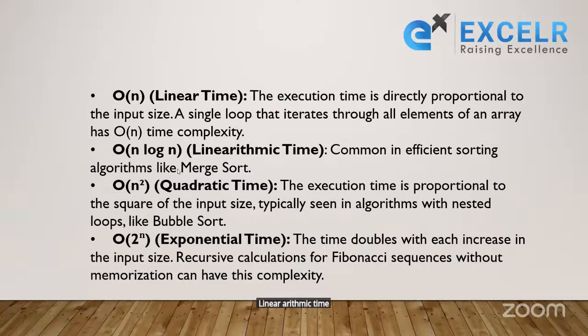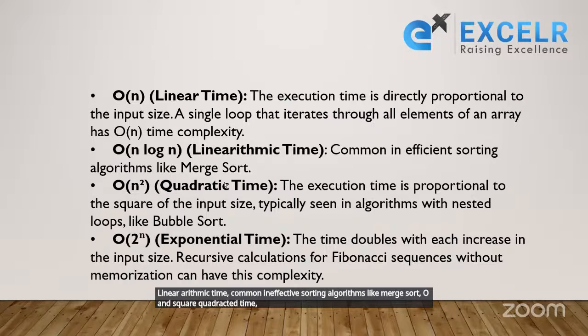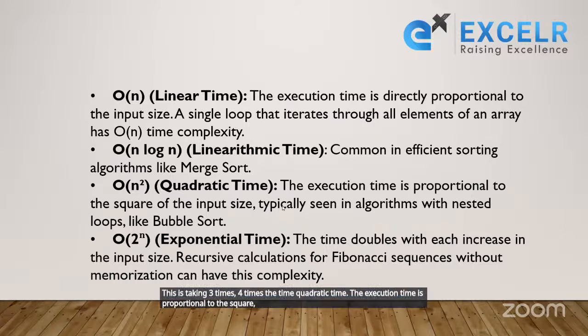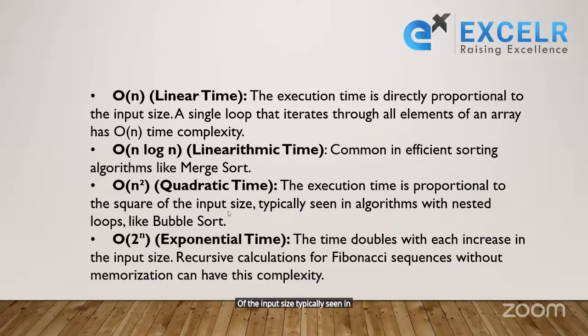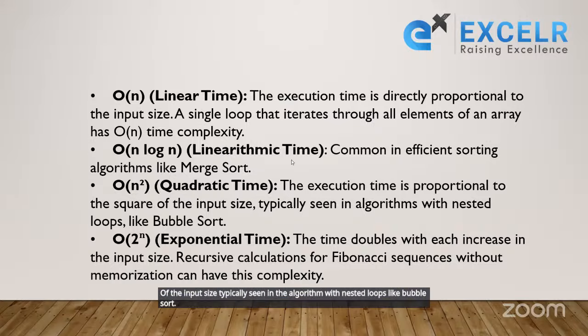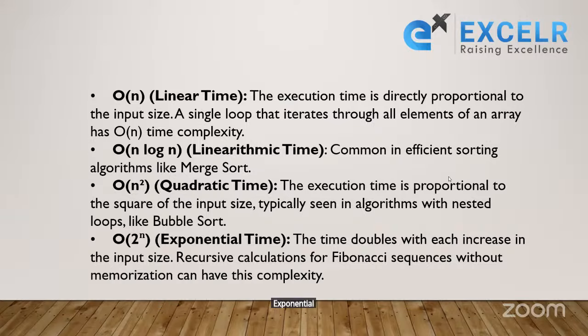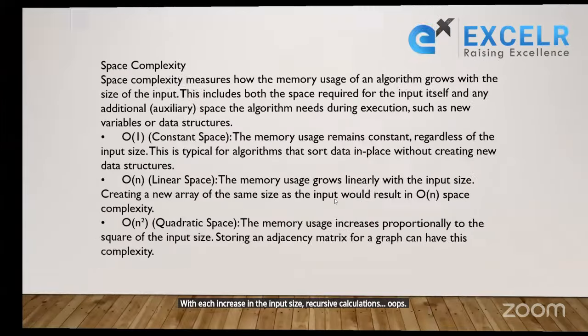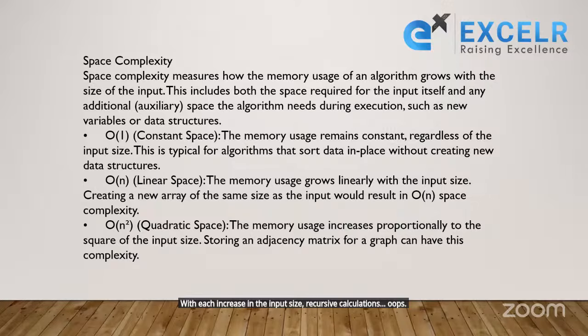Common in efficient sorting algorithms like merge sort. O n square, quadratic time. This is taking 3 times, 4 times the time. Quadratic time, the execution time is proportional to the square of the input size, typically seen in algorithms with nested loops like bubble sort. Exponential time, O 2 to the power of n. The time doubles with each increase in the input size. Recursive calculations are there in that.